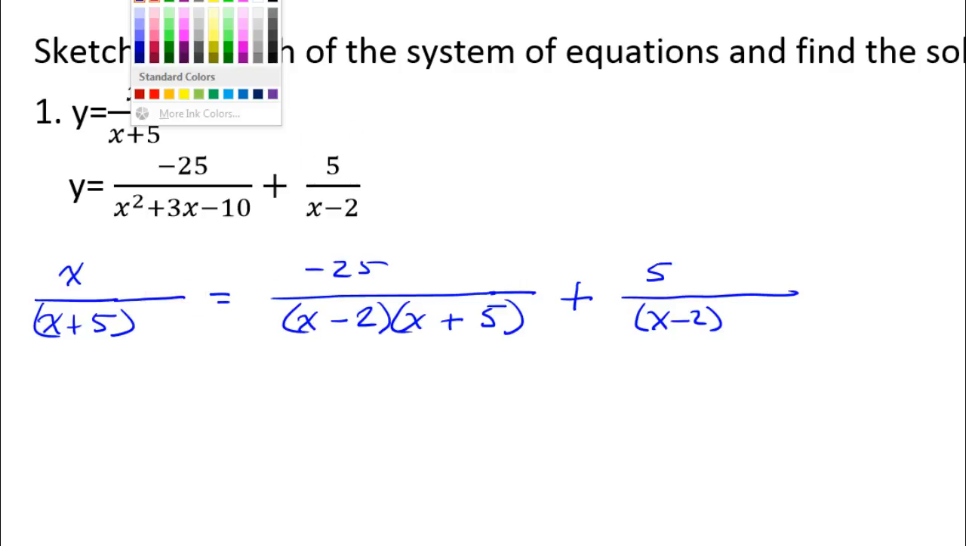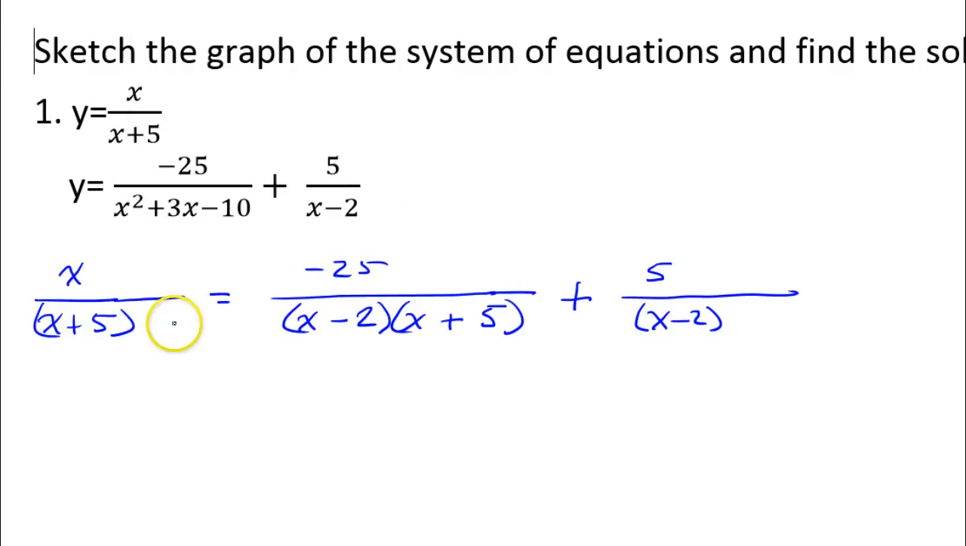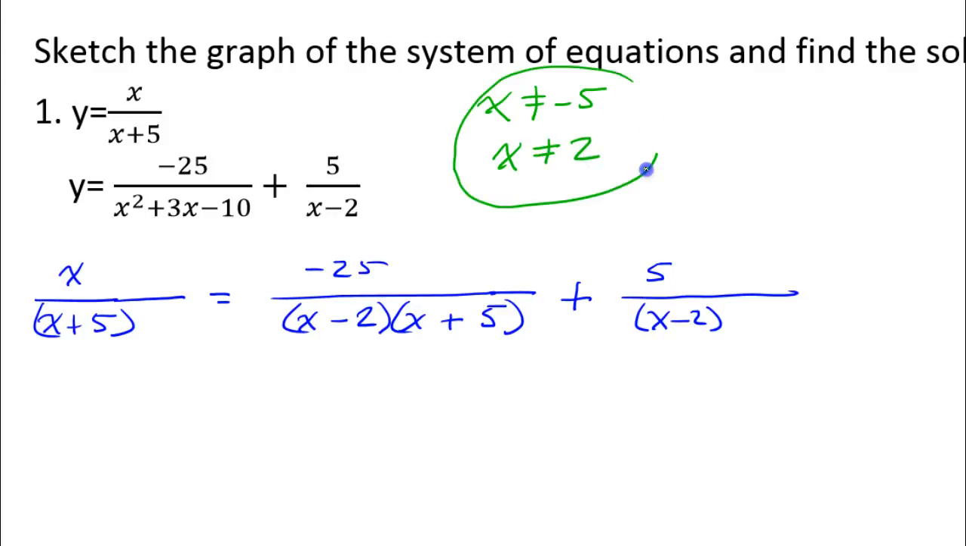Let's go ahead and mention what the excluded values are now that we have the denominator all factored out. Looking at the x plus 5, we know that x cannot equal negative 5. Can't divide by 0. Looking at the x minus 2, we know that x cannot equal positive 2. So these are the excluded values.